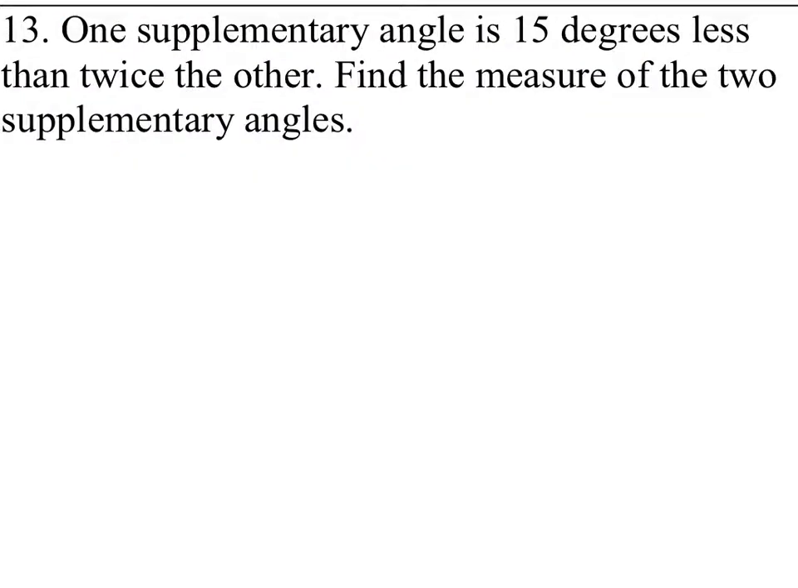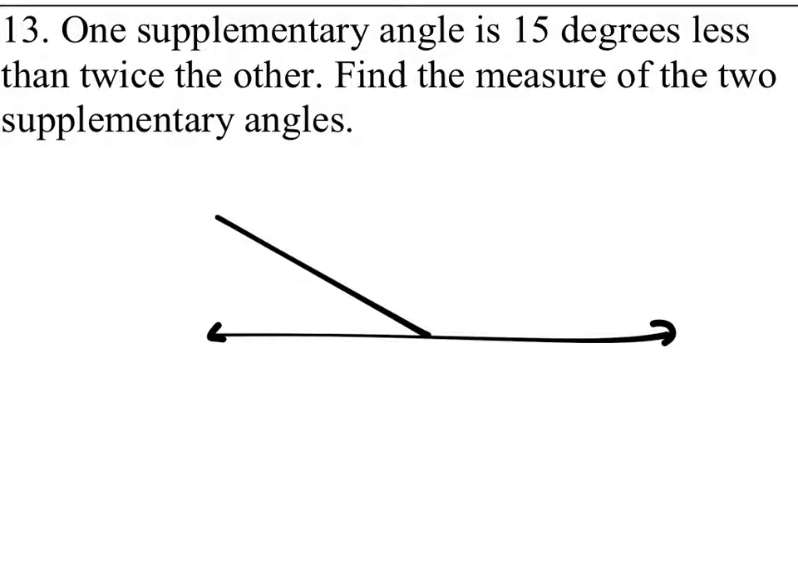One supplementary angle is 15 degrees less than twice the other. Find the measure of the two supplementary angles. This one also is a supplementary relationship, so it's a straight line that we're looking at. And this one looks like it's going to be a little bit smaller. This picture is not drawn to scale. We're not really concerned with that. We just need a situation that's like the one that we're looking at.